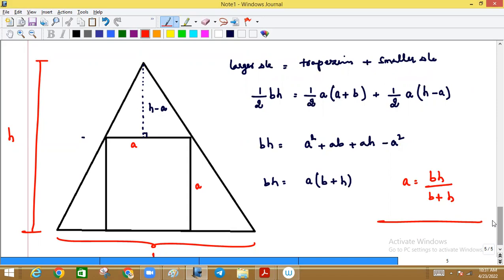You understand? Whatever the triangle it may be. Triangle may be an isosceles, a right angle triangle, whatever the triangle it may be. So when a square is inscribed in a triangle, what is the side of the square? BH by B plus H.